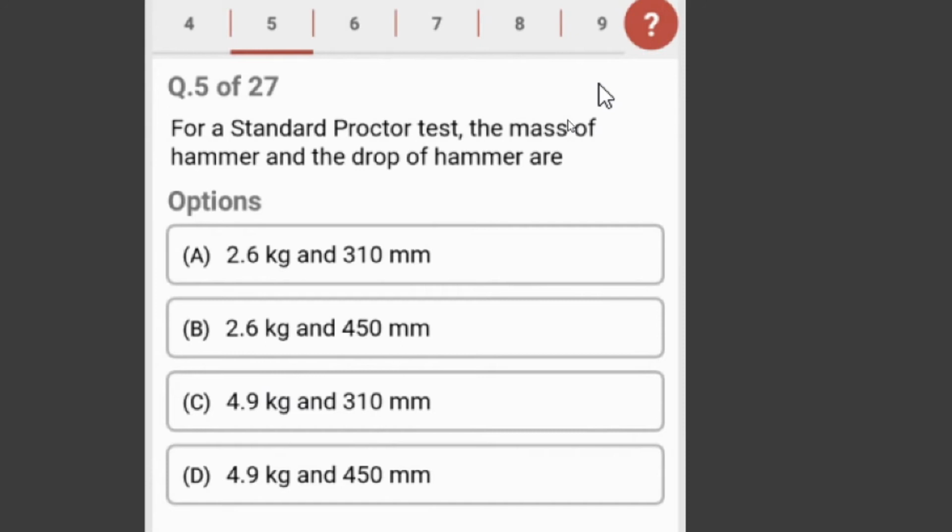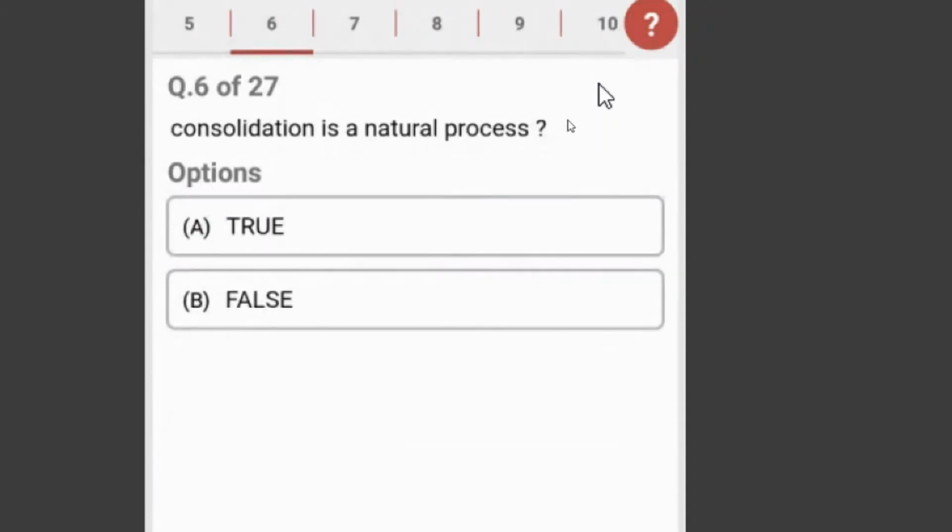For a standard Proctor test, the mass of hammer and the drop of hammer are 2.6 kg is the mass and 310 mm is the drop. Next, consolidation is a natural process. Is it true or false? It is true.